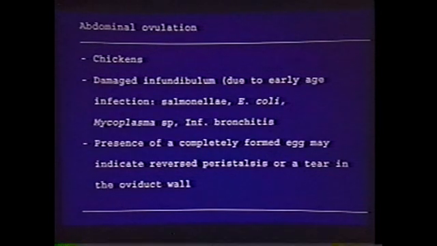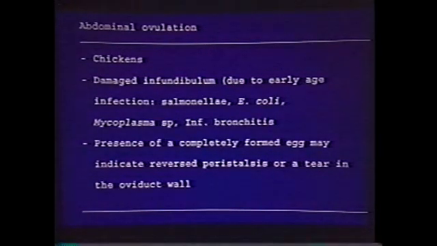It's called abdominal ovulation. Sometimes you may see a completely formed egg with a thick eggshell in the abdomen, and that means that the egg had reached the uterus where the eggshell is formed. But it either came back by reverse peristalsis of the oviduct, or there was a rupture in the oviduct wall through which the egg escaped and settled in the abdomen.